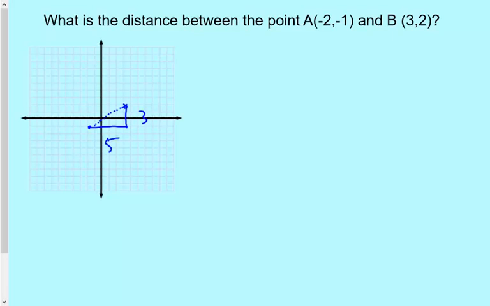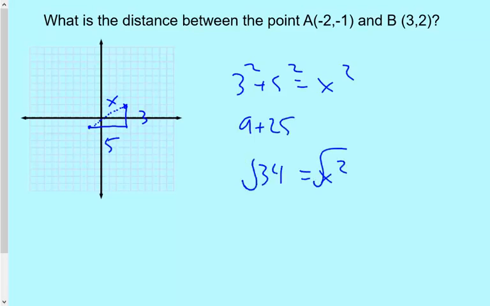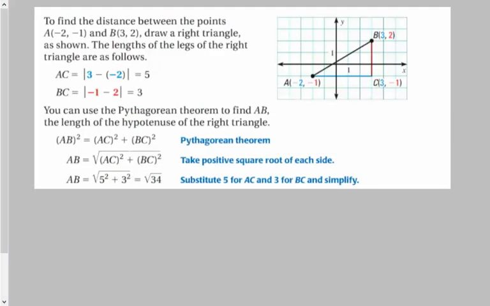Okay, so we can find the hypotenuse using 3 squared plus 5 squared equals x squared. That'd be 9 plus 25, that's 34. And then square root both sides, and you have root 34 as your answer. That is the length between those 2 points there. So that's one way of doing it, and this kind of walks you through it using the Pythagorean theorem.